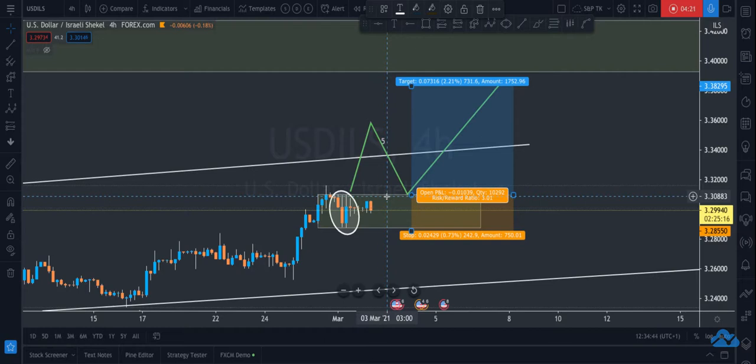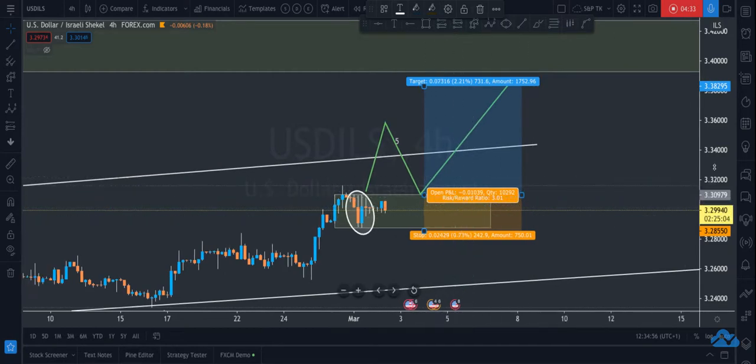Okay, so if you follow my strategy, you will be able to identify the right filters and triggers like this one to enter the market correctly and avoid fake signals.